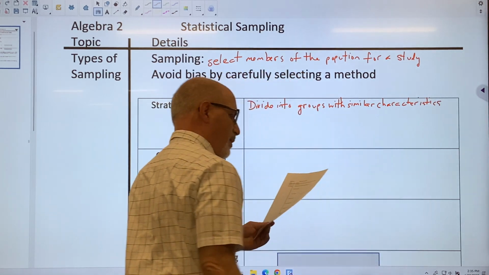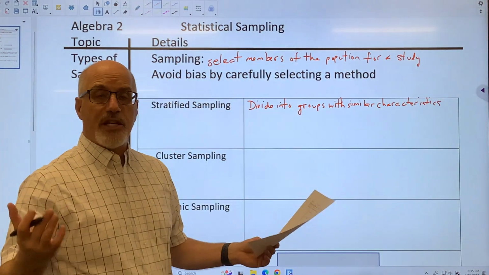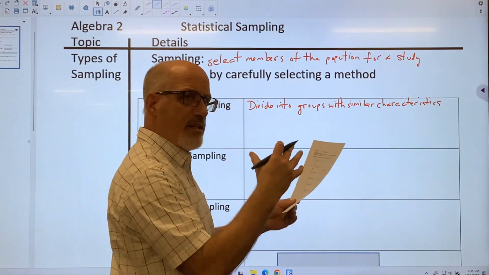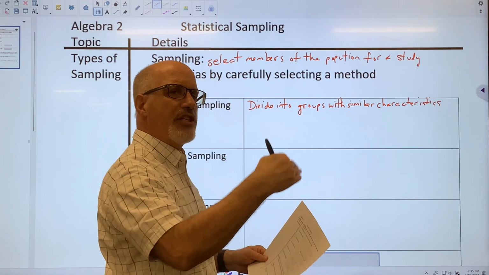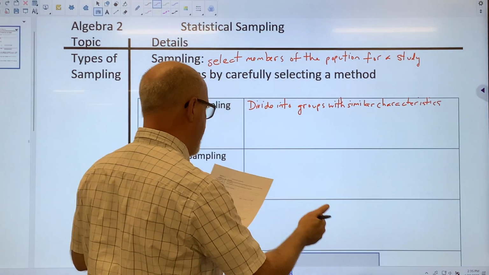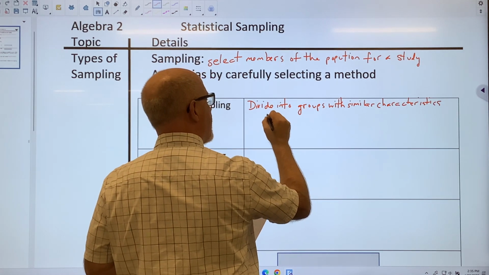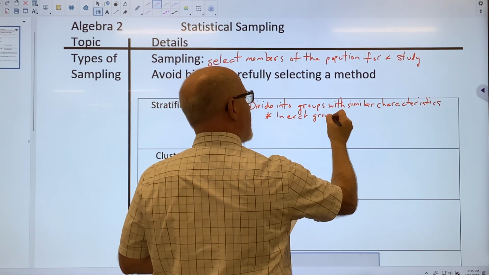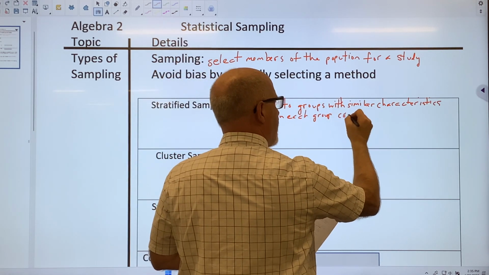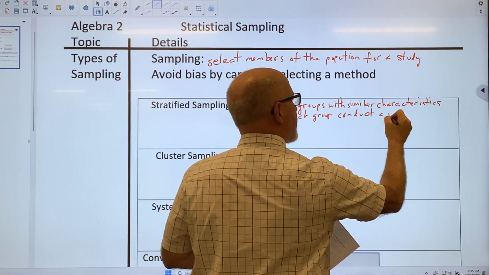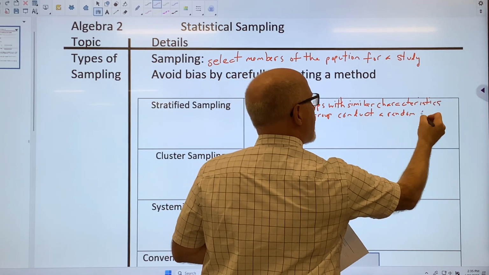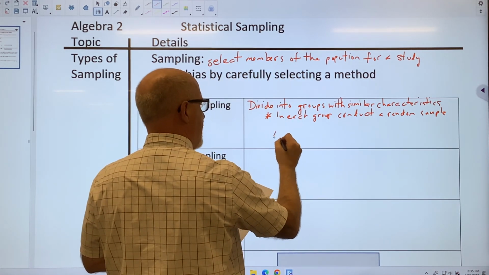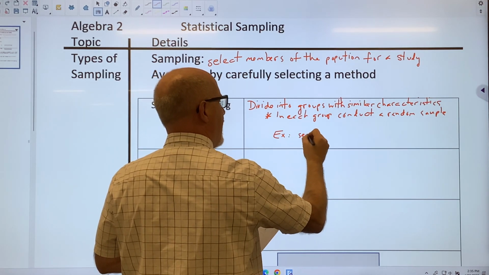So an example of that would be you might separate by age. You might stratify it so that all the ages are represented in the different groups. And then you go to each group that you've stratified and sample from those. So in each group, conduct a random sample. This ensures that every group is represented in this study. So an example, like I mentioned, would be separate by age.